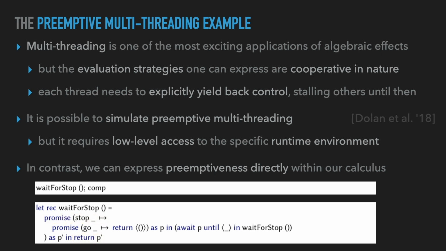However, if a stop interrupt arrives and this interrupt handler is triggered, then we install another interrupt handler for the go interrupt, but in this case we are blocking the rest of the computation using the await construct. And finally, when the go interrupt arrives, then this last interrupt handler gets triggered, the await gets unblocked, and we recursively call our special function again so as to reinstall the interrupt handler for stop and repeat the cycle.